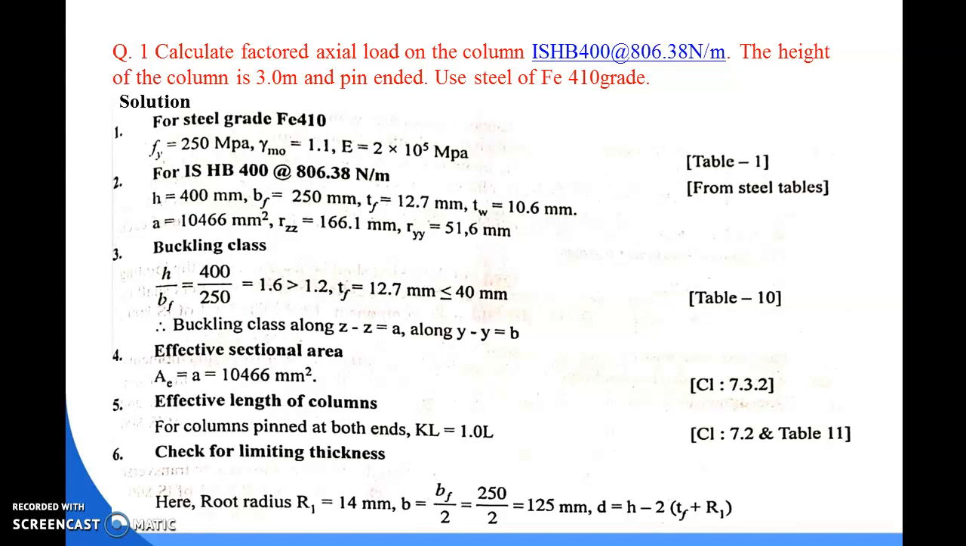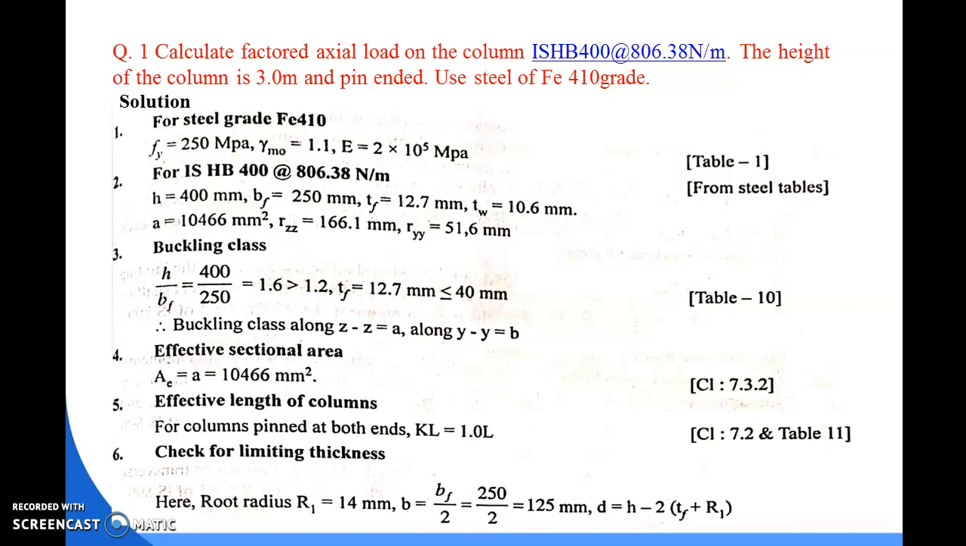Calculate the factored axial load on the column ISHB 400 at the rate of 806.38 Newton per meter. The height of the column is 3 meter and it is pin-ended. Use steel of Fe410 grade.